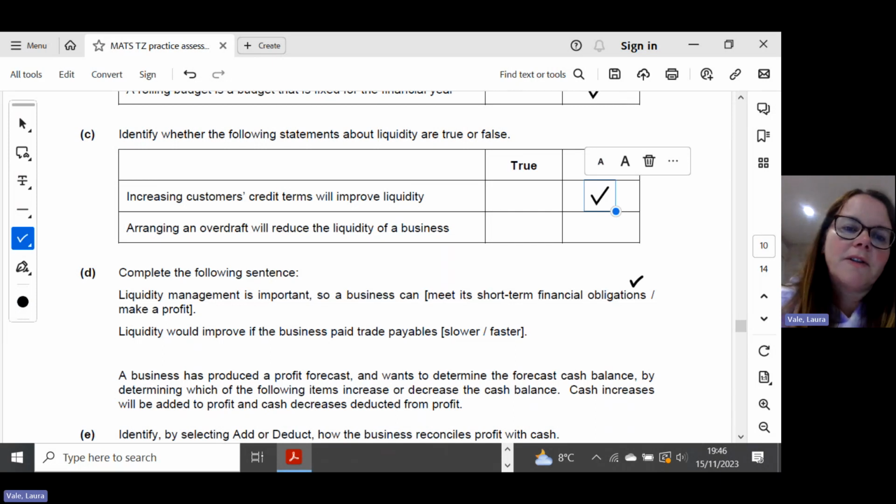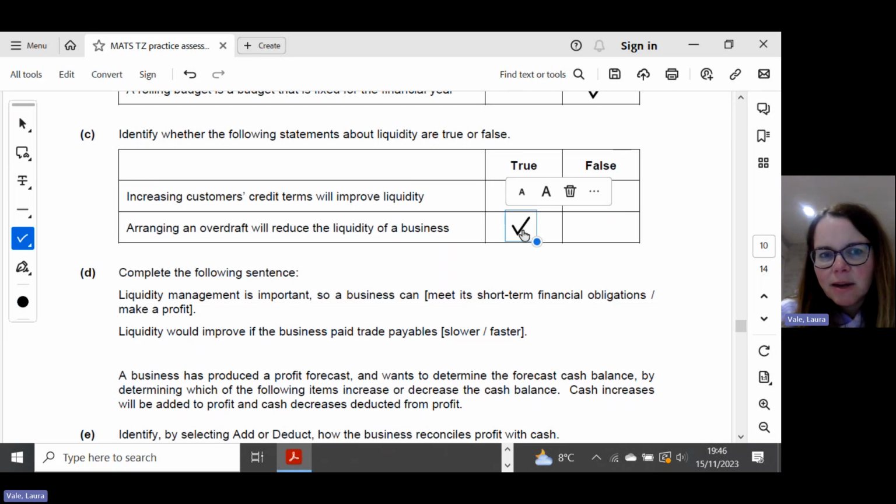Arranging an overdraft will reduce the liquidity of a business. No, arranging an overdraft will help you because you'll have money available. So that would increase or improve the liquidity. Oh, sorry, ticked in the wrong place. So that one shouldn't be there. So that one is also false.